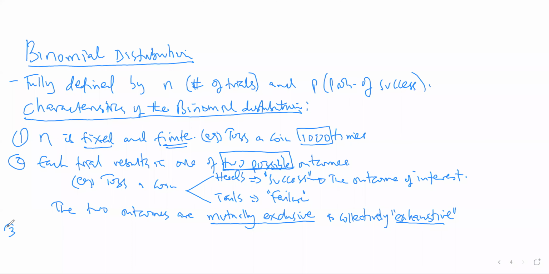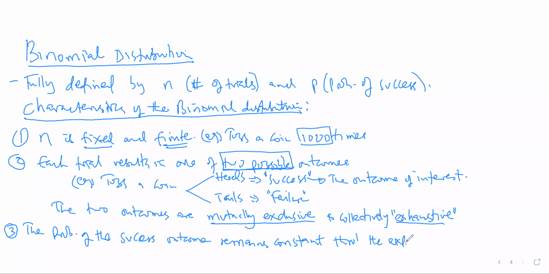Number three is that the probability of success, the probability of the success outcome, remains constant throughout the experiment. We have already explained what a success outcome is. So we're saying the probability of the success outcome remains the same throughout the experiment.